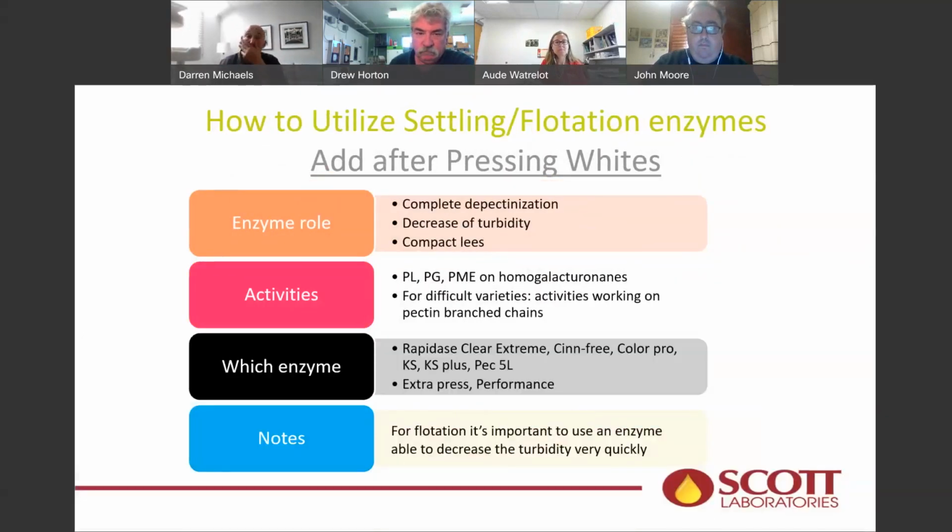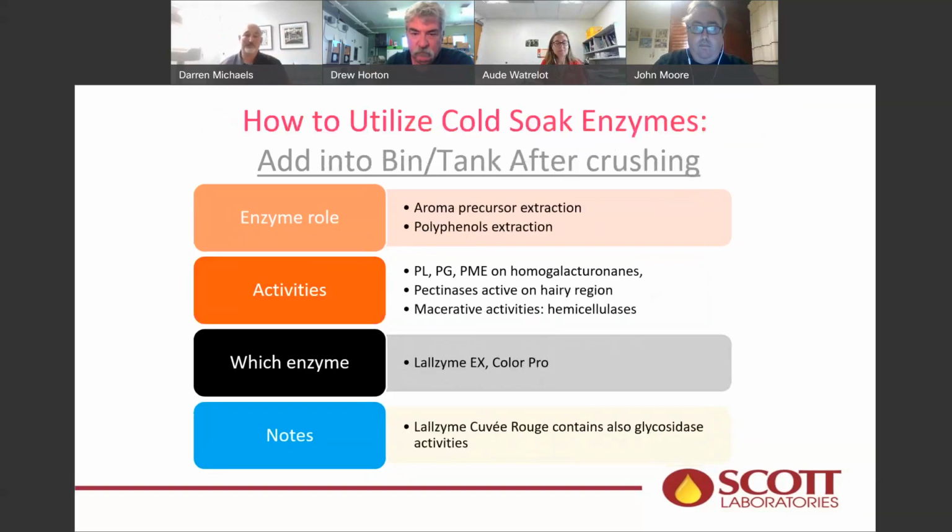Okay. Then there are specifically settling and flotation enzymes, a totally different level of activity, a totally different spectrum of activity. There's a wide range of sources, and it's very dependent on what people want. When I talk to them about settling enzymes, what they're going for is basically to get rid of your solids, so you can have a very clean fermentation.